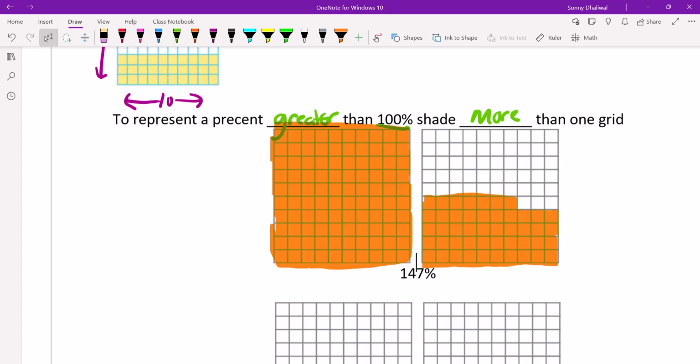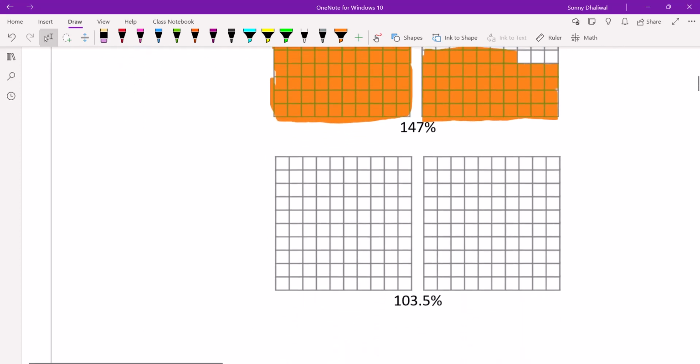All right. How about this next one under bleed? 103.5. How many would we shade in the first one? 100. How many would we shade in the second one? 3.5. 3.5, right? So we can have decimal percents as well. So we got 100 here.